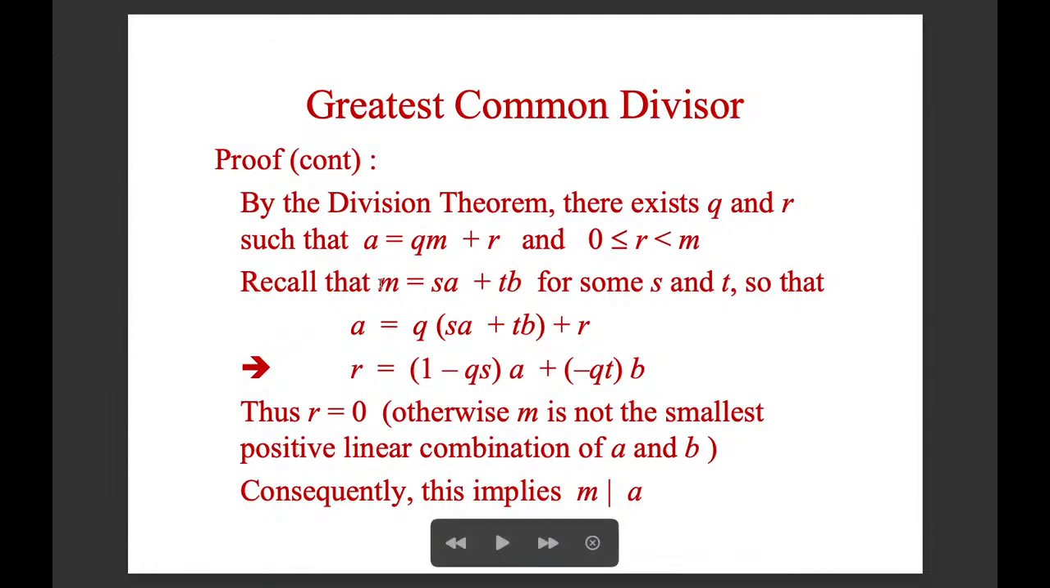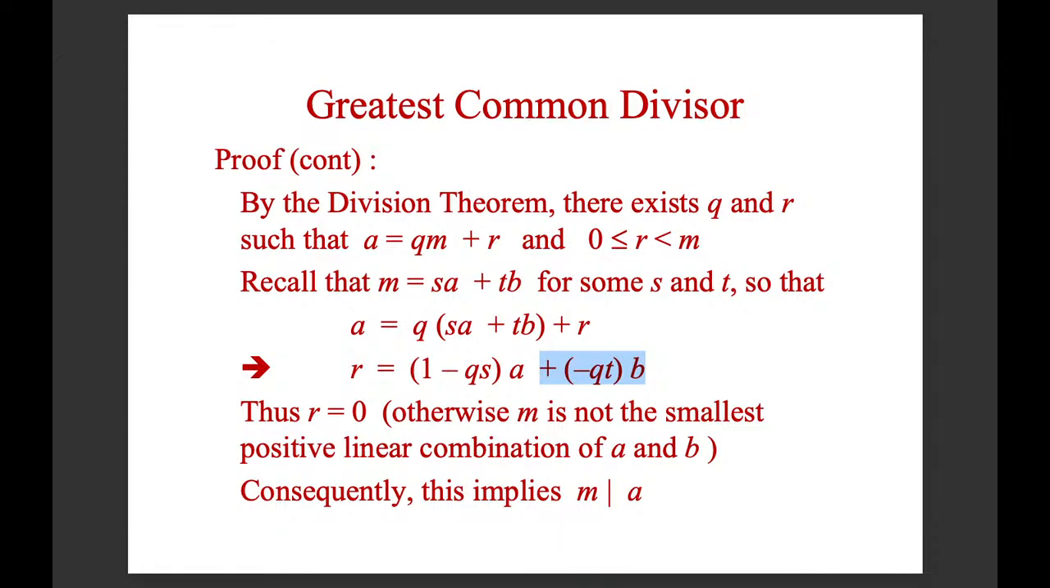Now we recall that m itself is the smallest linear combination of a and b. So m itself can be written as s times a plus t times b for some s and t, right? Because this means a linear combination of a and b. Now we substitute this m here. We will have a is equal to q times (s a plus t b) and then plus r. Is that okay? And then after we rearrange the terms, we will have r is equal to this one plus this one.